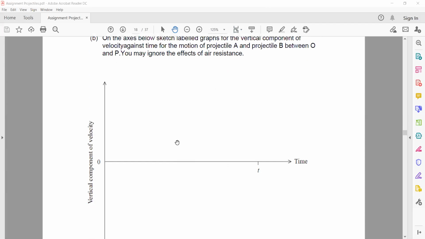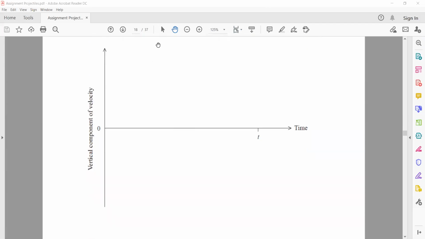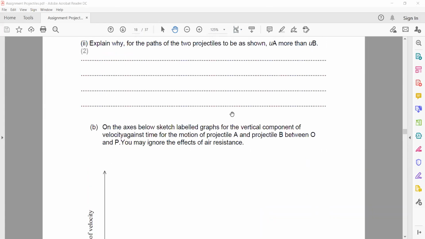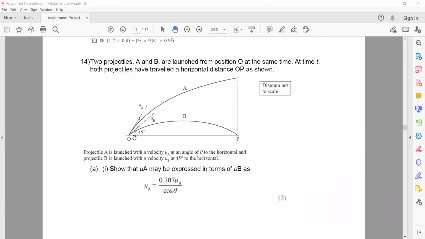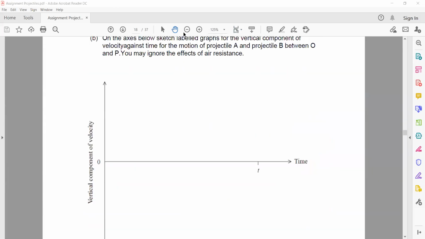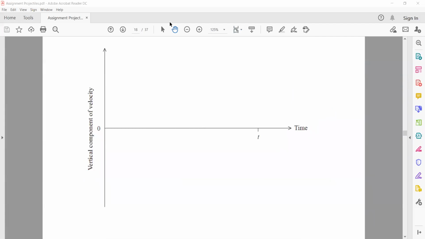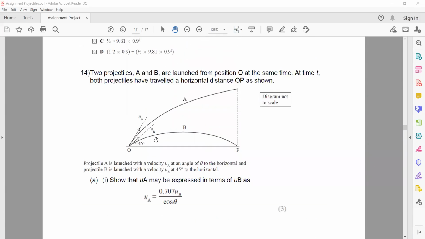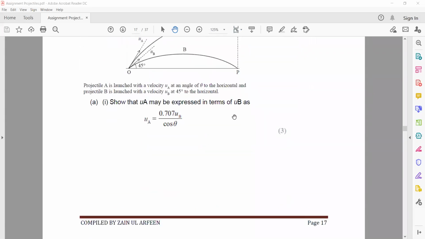So when we sketch a graph for velocity and time, a constant acceleration means a constant slope, so it should be a straight line. When the projectile is launched, the vertical velocity increases and then decreases. So basically for the same time interval. But the second thing, for A, it is continuously rising.